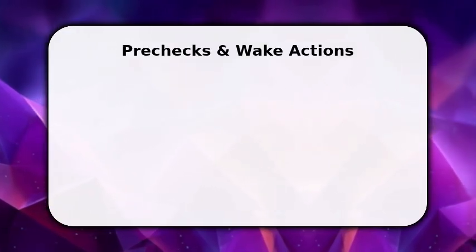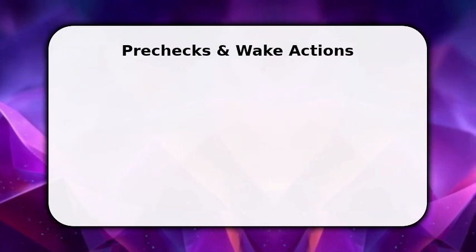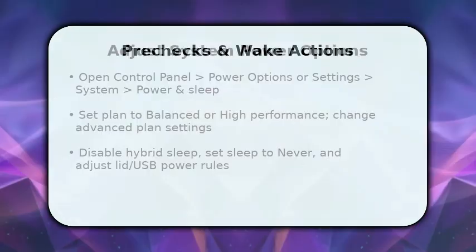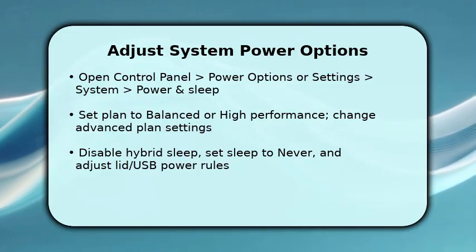You'll now modify power plans to exit power saving mode. On Windows, open Power Options via Control Panel or Settings, System, Power and Sleep. Choose Balanced or High Performance to restore responsiveness. Next, edit Advanced Plan Settings.